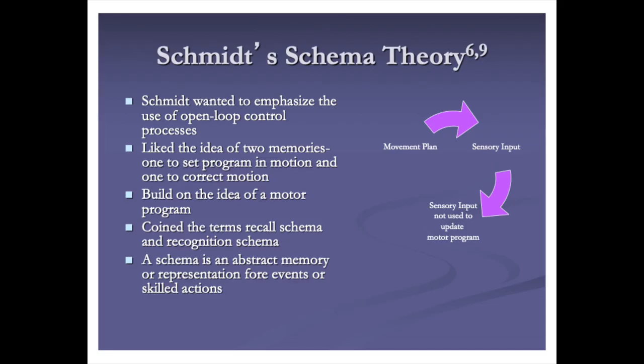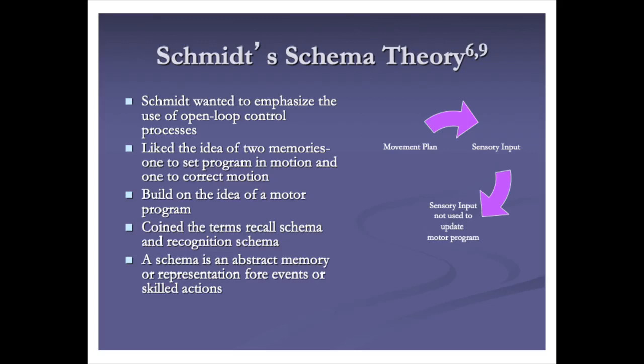So this accounted for the fact that movements were happening very rapidly, and we wouldn't necessarily get the sensory input to update this movement. But he said, listen, we made a permanent change in these traces, and we would update the next time we move. So Schmidt opened up the loop.